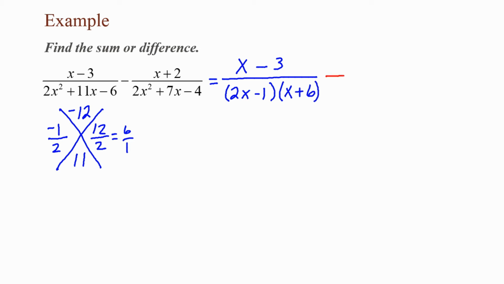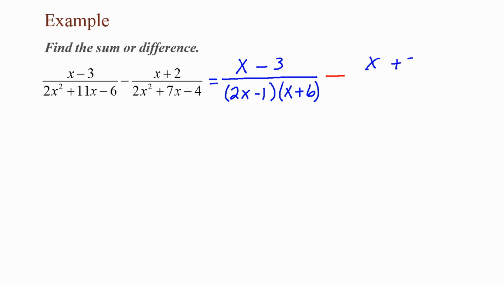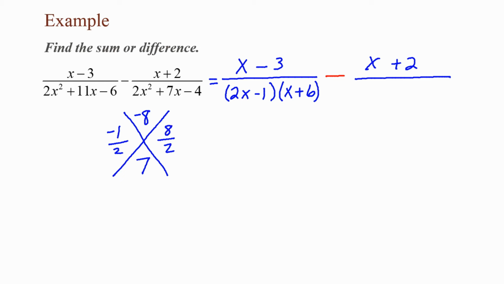I'm going to subtract from that (x plus 2) divided by, now it's time to factor 2x squared plus 7x minus 4. 2 times negative 4 is negative 8, my b is 7, and my a is 2. I need two numbers that multiply to be a negative 8 but add to be 7. So we're looking at negative 1 and a positive 8. 8 reduces to 4. In my parentheses, I'm going to have 2x minus 1, the other parenthesis, x plus 4.